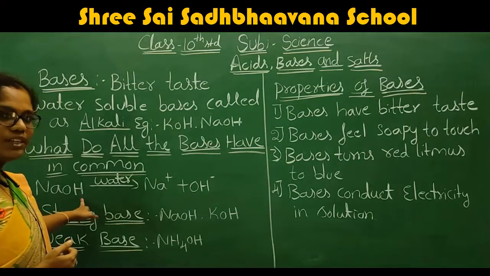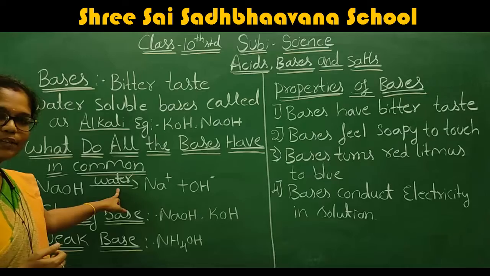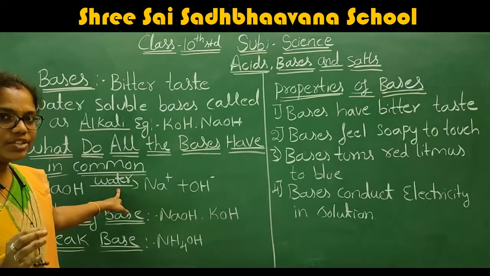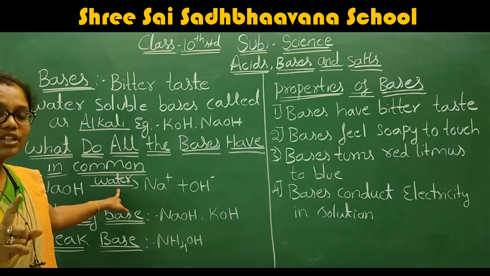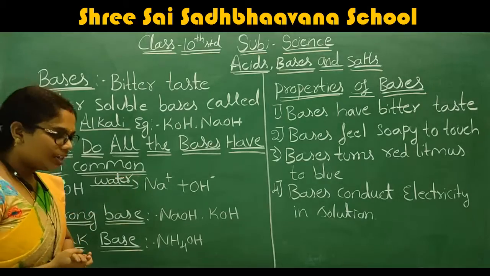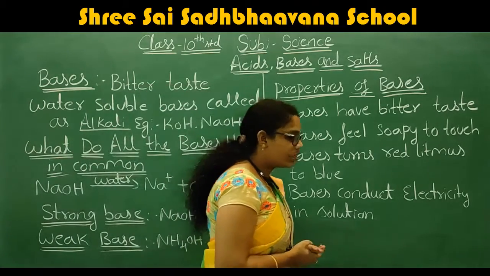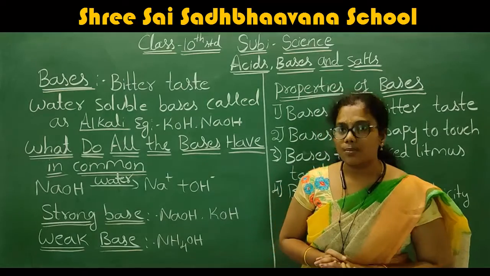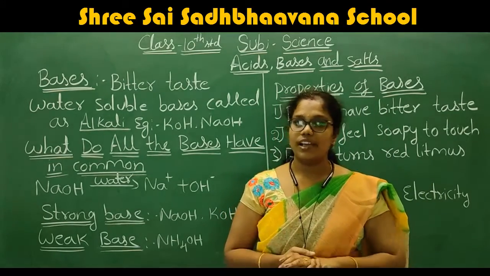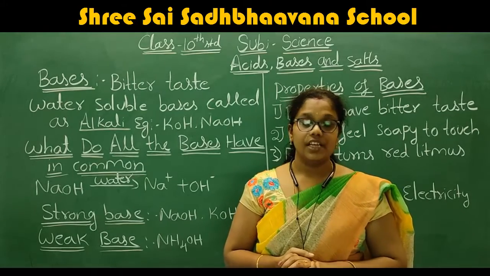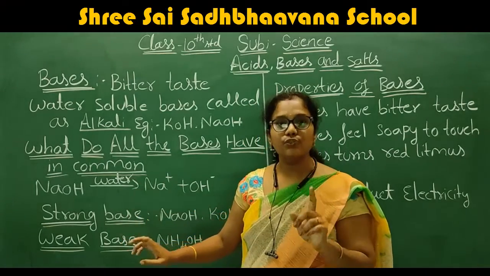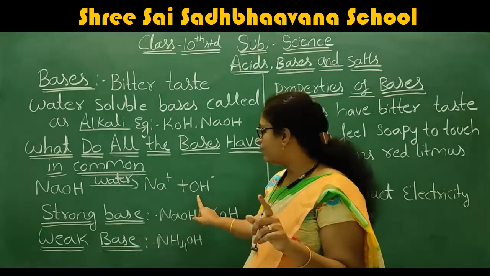When this NaOH reacts with water, it undergoes ionization. What is ionization? The process of conversion of a compound into its respective ions. That process we call ionization. Therefore, here NaOH ionizes to form Na plus and OH minus.